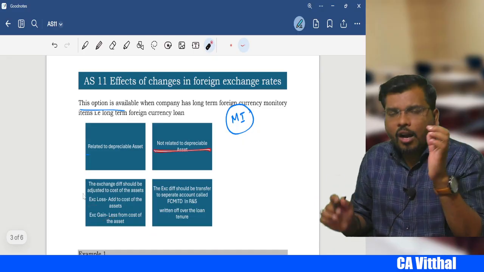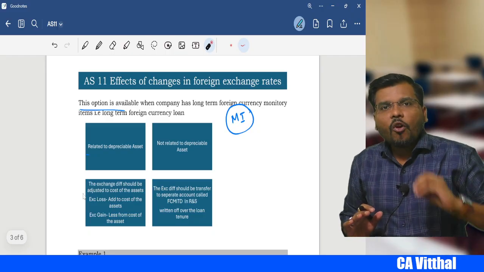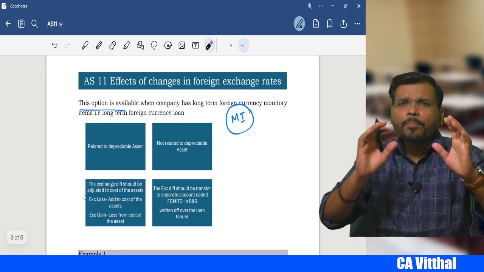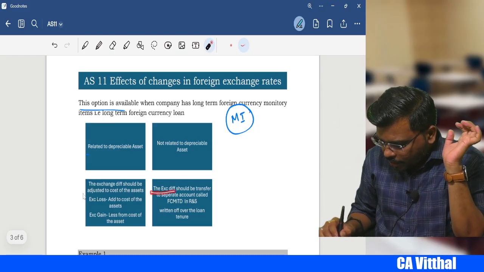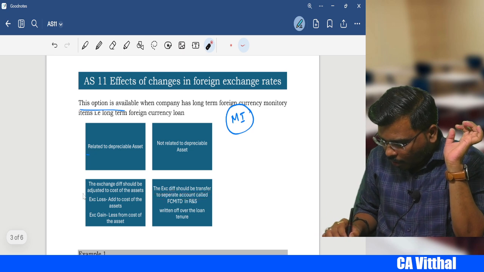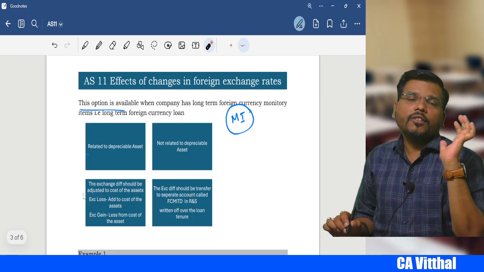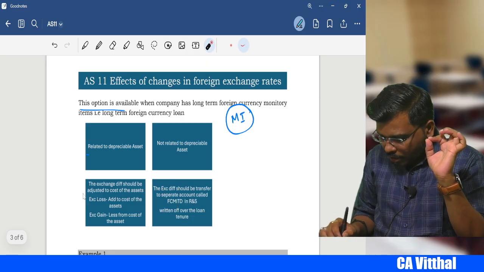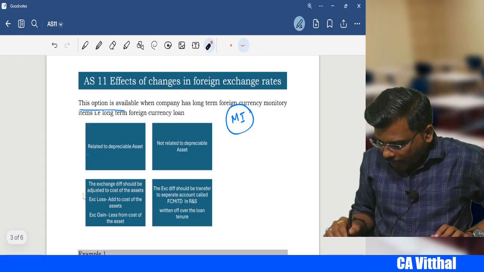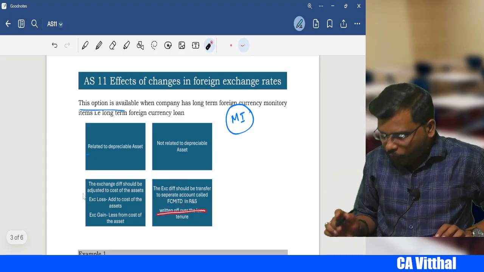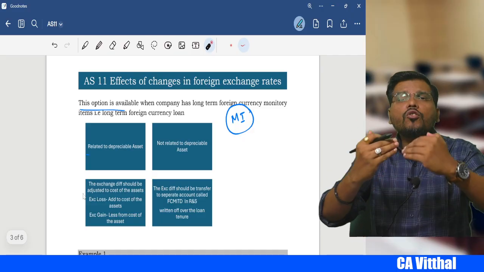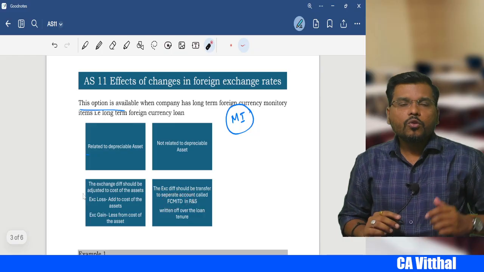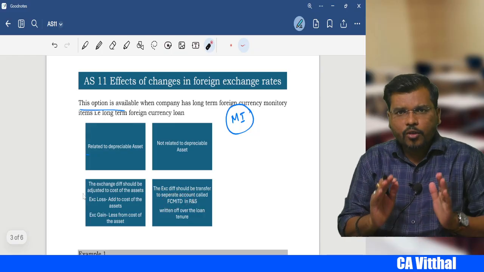Okay, if you have taken the foreign currency loan and you have not utilized that foreign currency loan for the purpose of depreciable assets, you purchase some other asset, right? So that time the exchange difference should be transferred to a separate account called foreign currency monetary item translation difference account. Are you getting my point? So in the reserves and surplus it will appear, and this reserve has to be written off over the loan tenure. If the loan tenure is 10 years, then over 10 years you have to amortize this reserve through profit and loss account, right, my dear students? I hope it is clear to everyone.